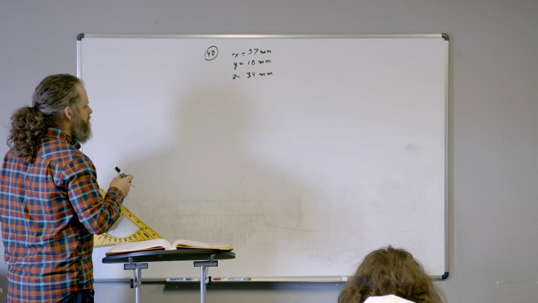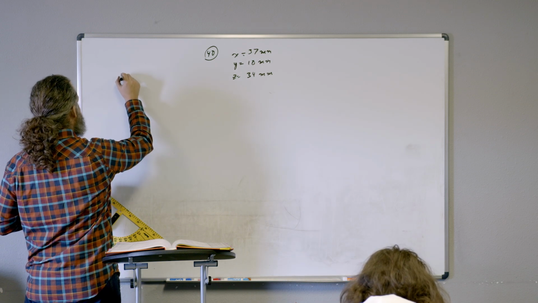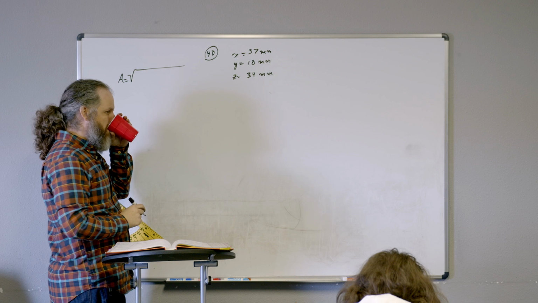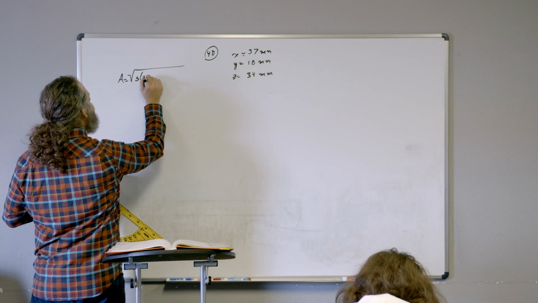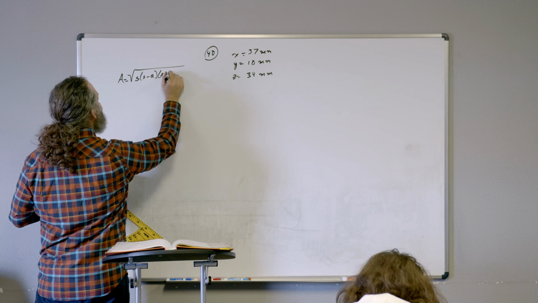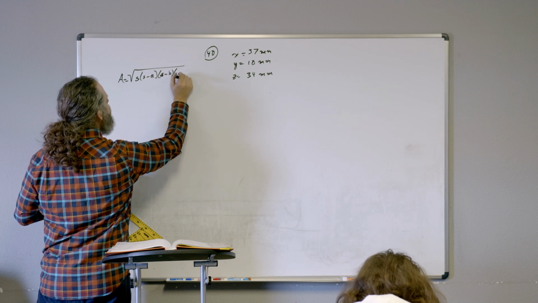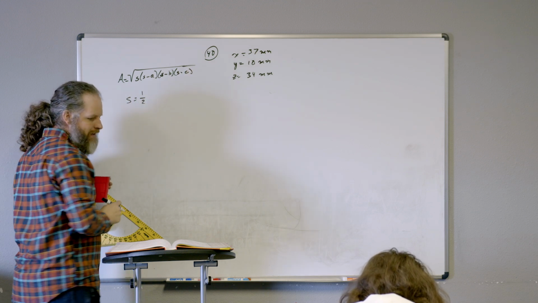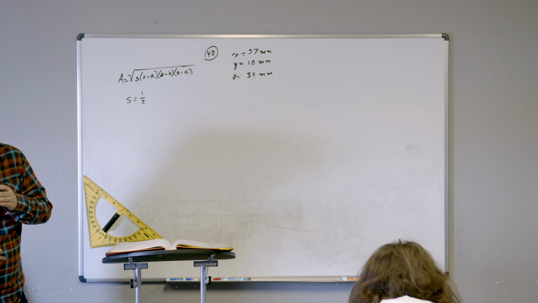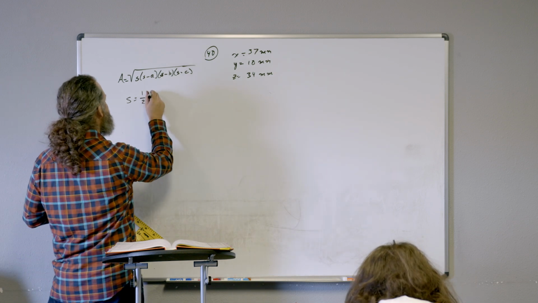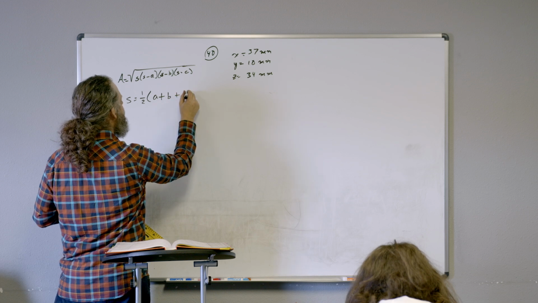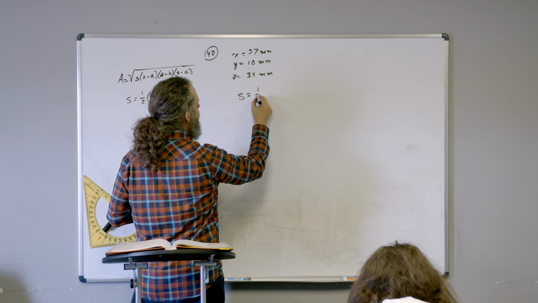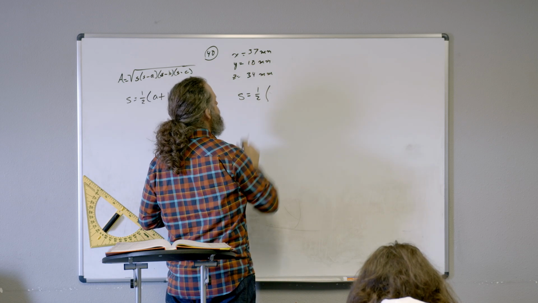So what's Heron's formula? That's the one with the big square root. Area is the square root of... What is S? It's in your notes, right? S is 1/2 of A plus B plus C. So let's find S first. So S would be 1/2 of 37 plus 10 plus 34.